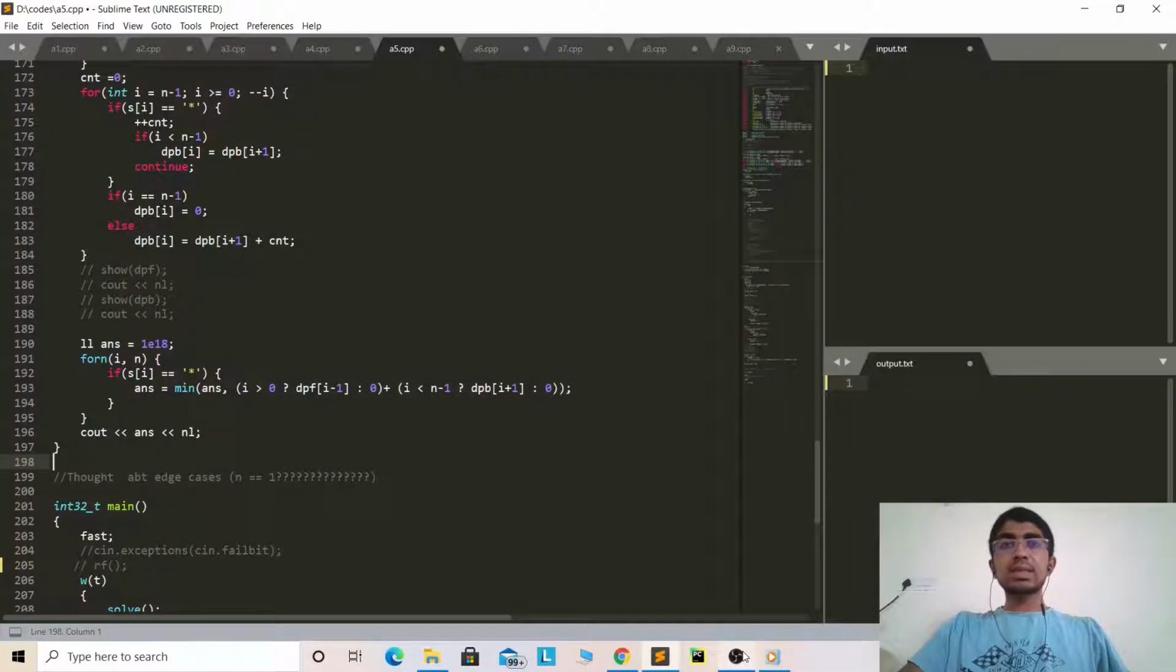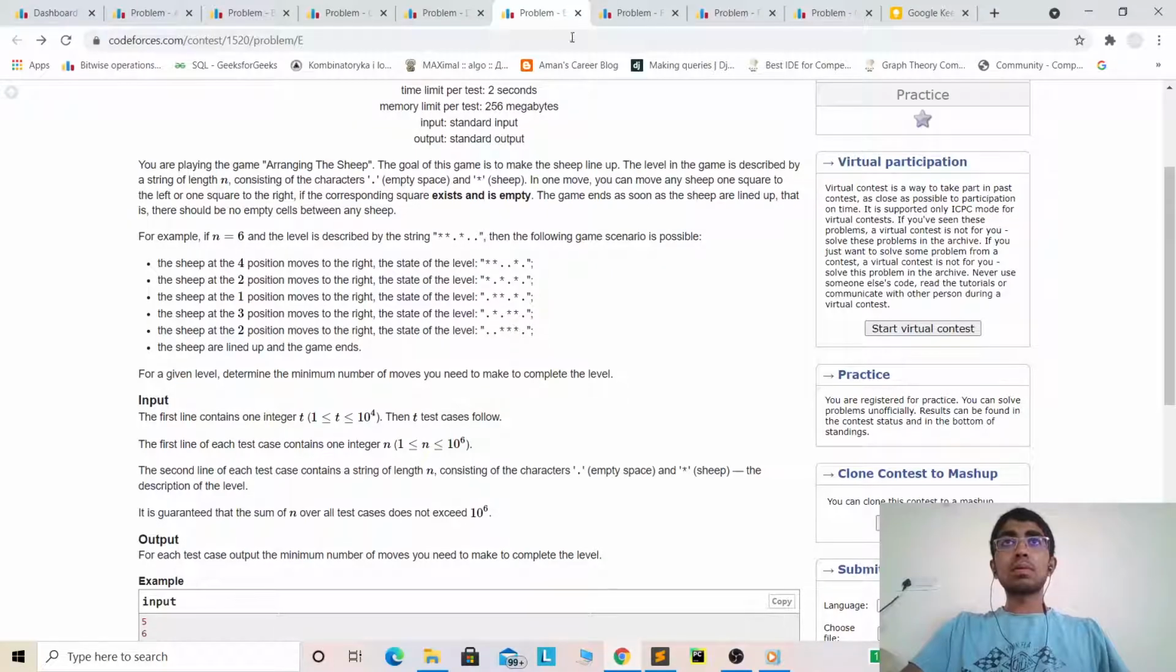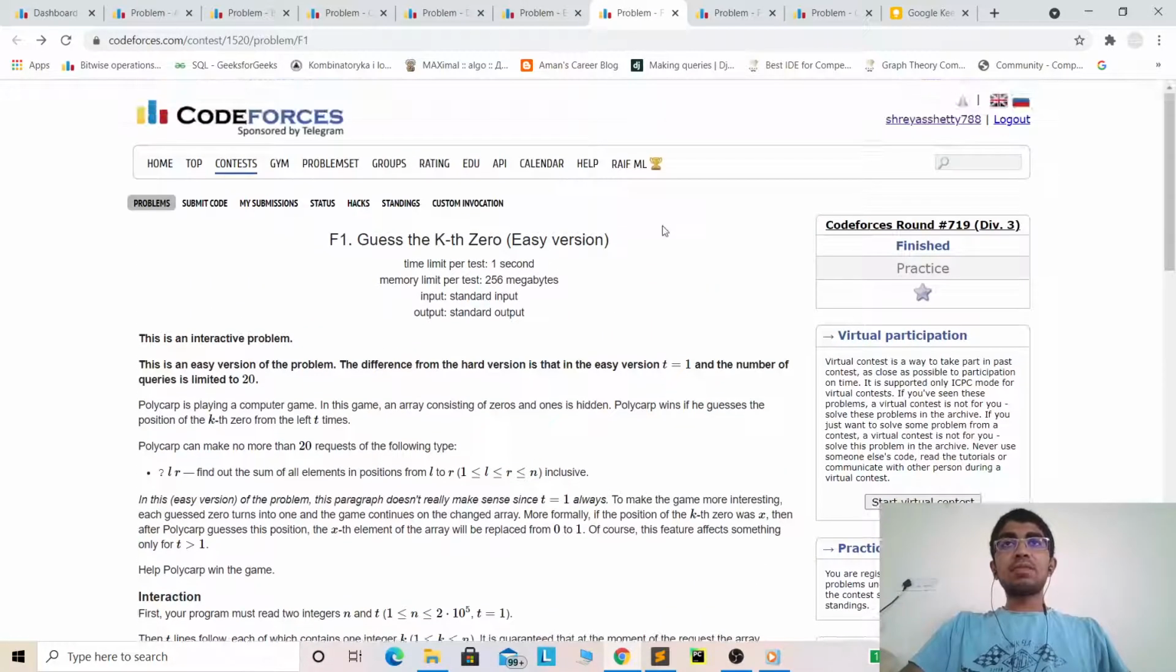Okay, so let's start with problem F. F1 and F2 I'll explain together, because the only change is that t is equal to 1 in F1 and t can be more than 1 in F2. The problem says that we are given an array, but the array is hidden from us, and we need to find the position of the kth 0 in the array, and the array consists of only zeros and ones.